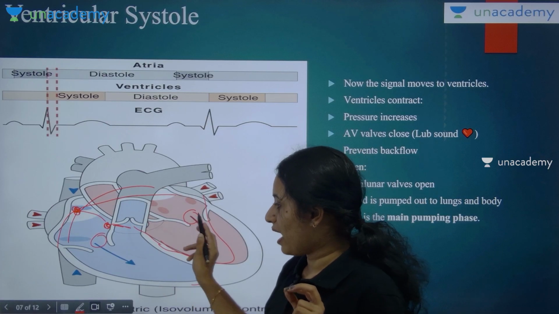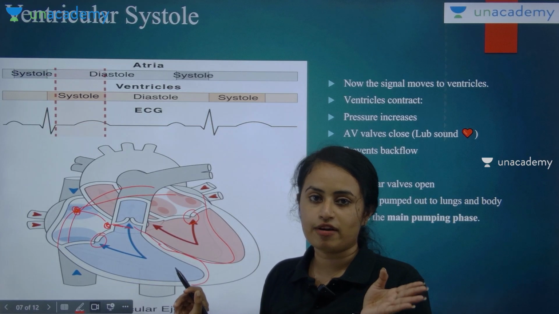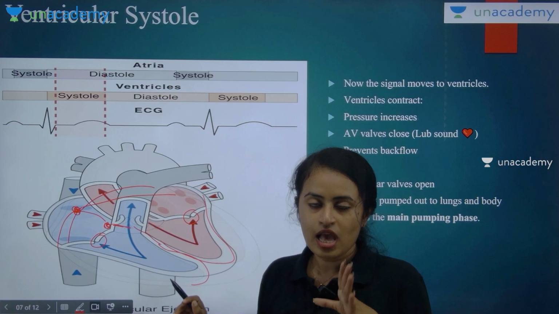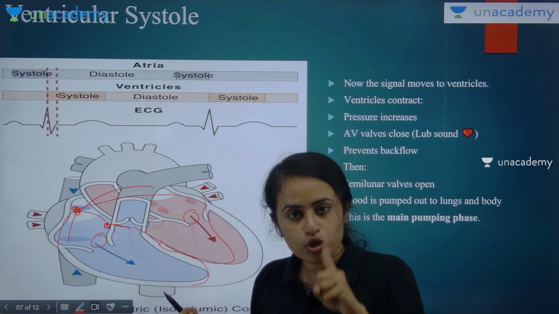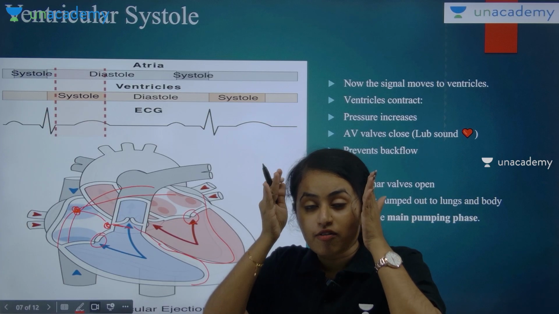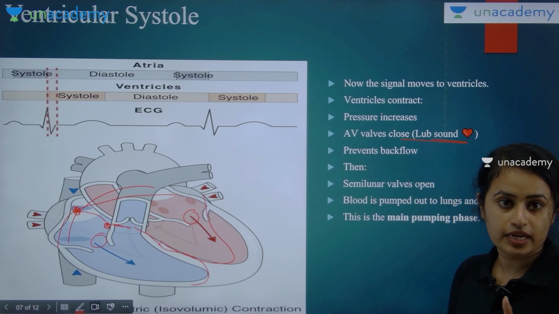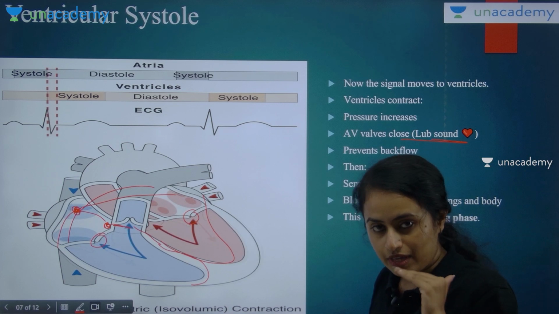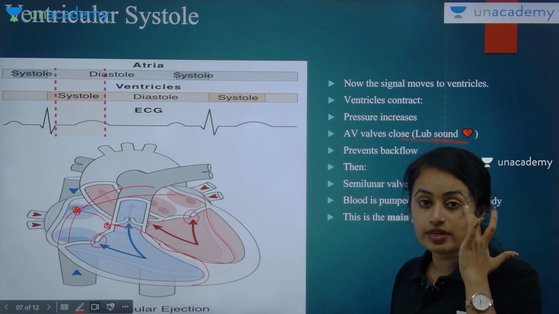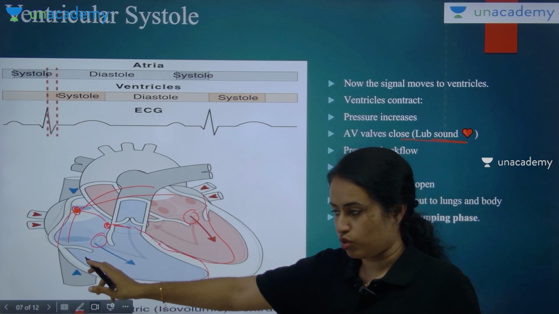So to prevent the backward flow, the bicuspid and tricuspid valves, which are present on the left and right atrioventricular walls, get closer. And due to the closure of these AV valves, what happens? We hear our first heart sound, which is called the lub sound. Clear? So by the closure of the AV valve, we hear the first heart sound, the lub sound.